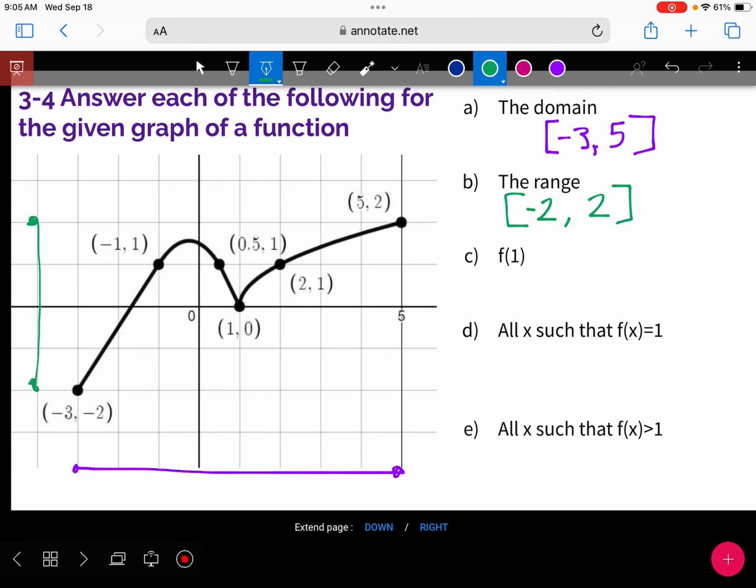So we've talked domain and range before. We've seen those a gazillion times, but it's nice to kind of check in again. Now, feeling okay domain and range wise? Cool.